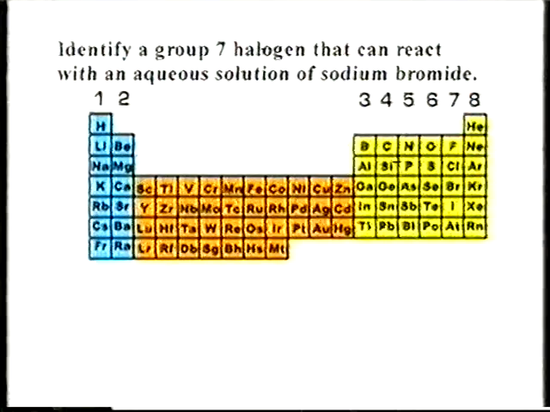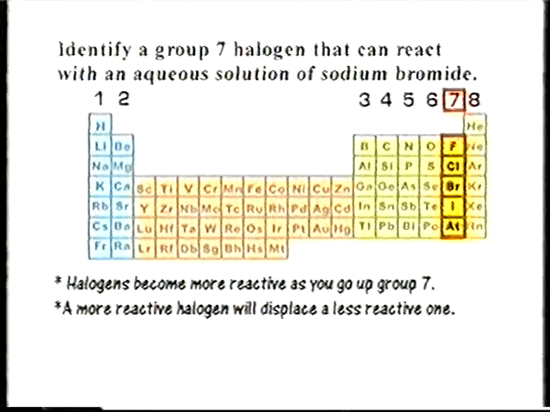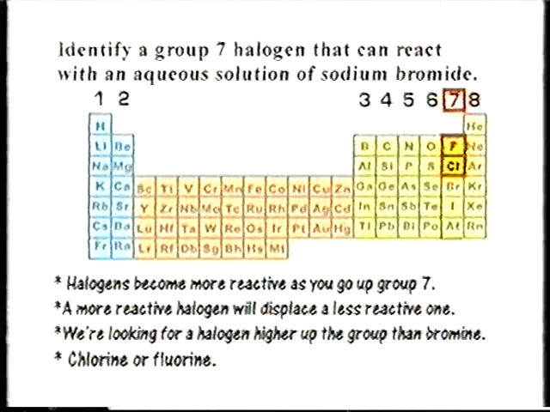Identify a group 7 halogen that will react with an aqueous solution of sodium bromide. The halogens become more reactive as you go up group 7, and a more reactive halogen will displace a less reactive one from a solution of its salt. So we're looking for a halogen that's higher up the group than bromine, that's either chlorine or fluorine.